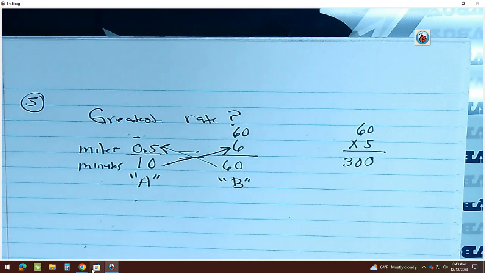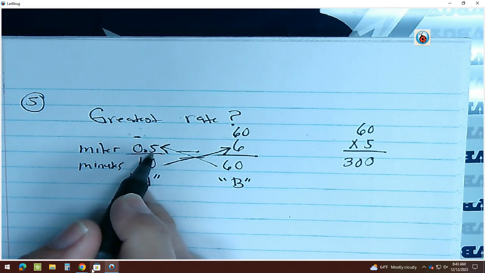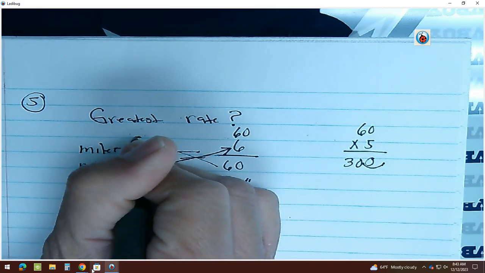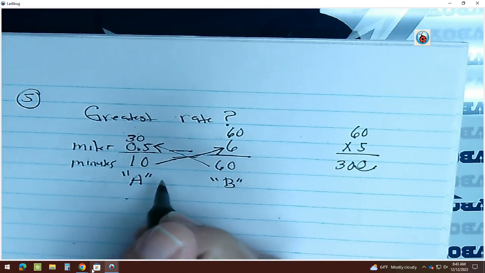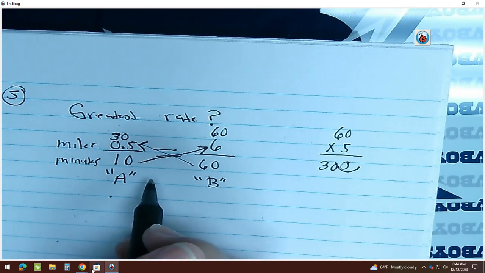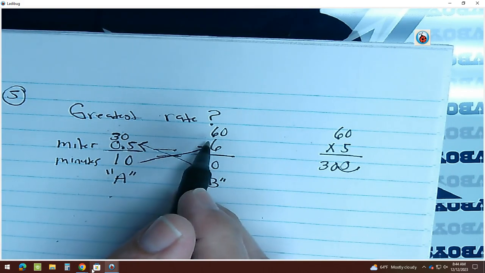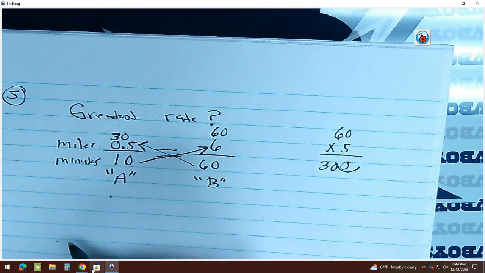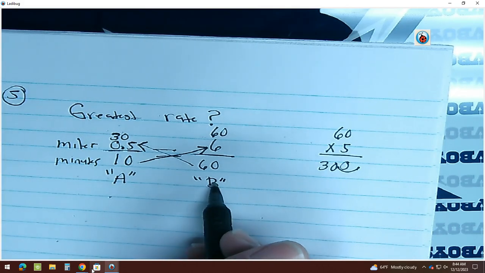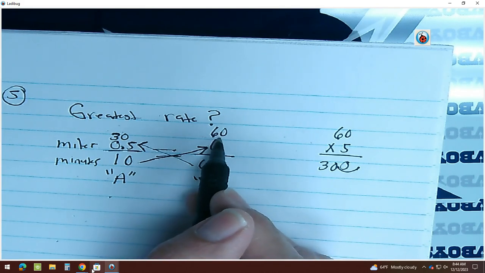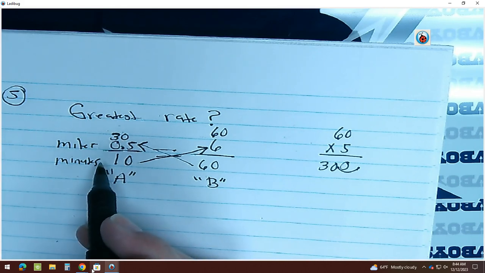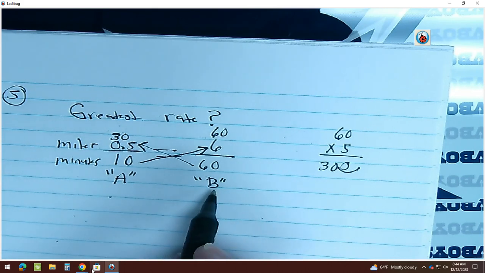But now we need to put the decimal back. How many were in the decimal side here? 1. So I'm going to move it 1 only. So really it's how many? 30. Now check this out. Who has the greatest one? B or A? Guys, what's on top of B? 60. What's on top of A? 30. Who has the greatest rate? B. So who's winning? B.